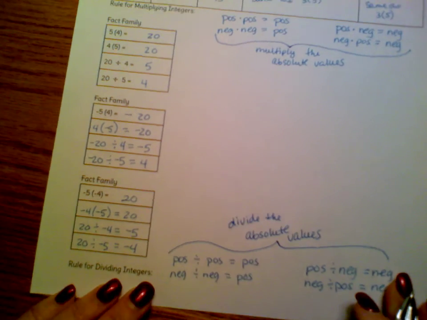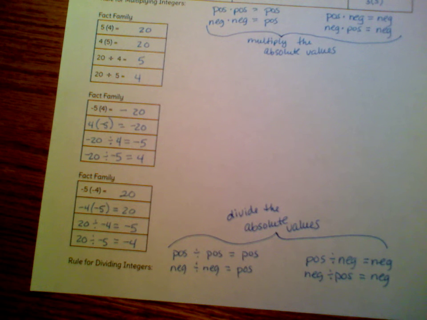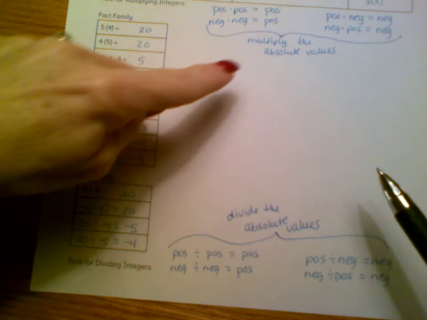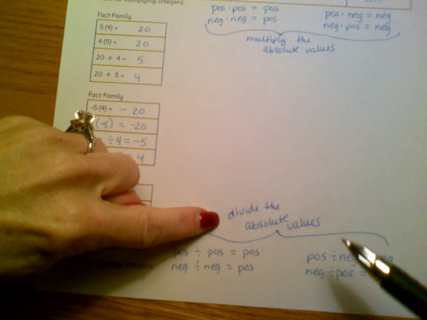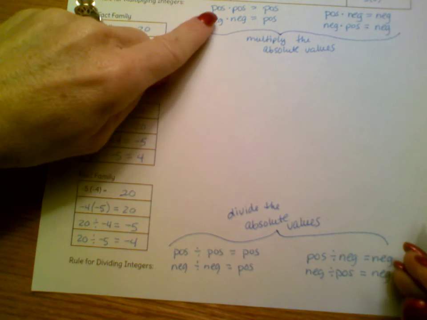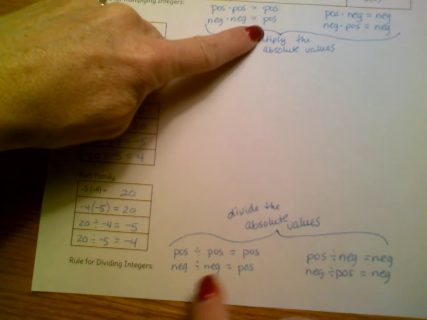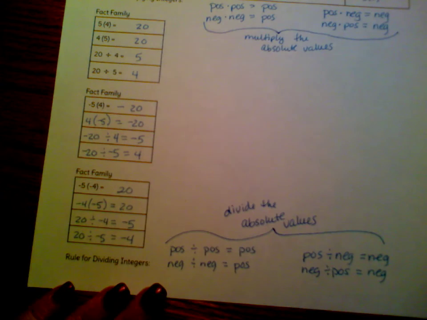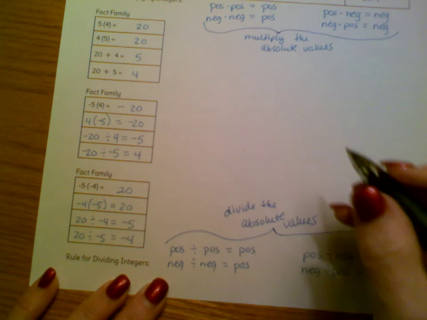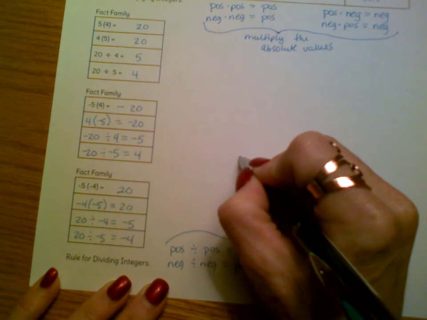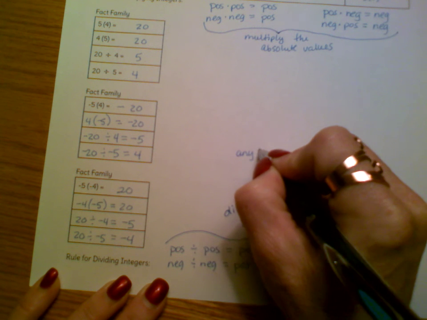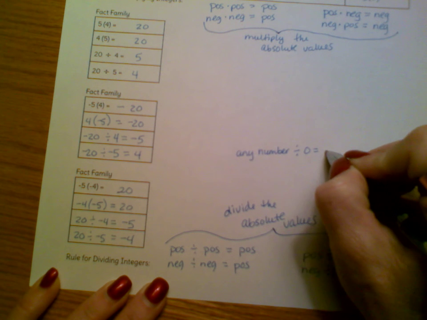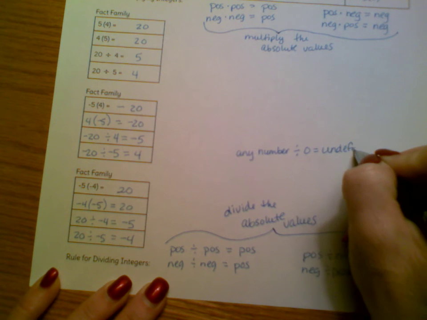So when I look at multiplication and division as a whole, I see that their rules are exactly the same. I either multiply the absolute values or I divide the absolute values. When I have 2 negatives, I get a positive. When I have 1 of each, I get a negative. The only thing that can't happen is we cannot divide by 0. So any number divided by 0 gives me an answer called undefined.